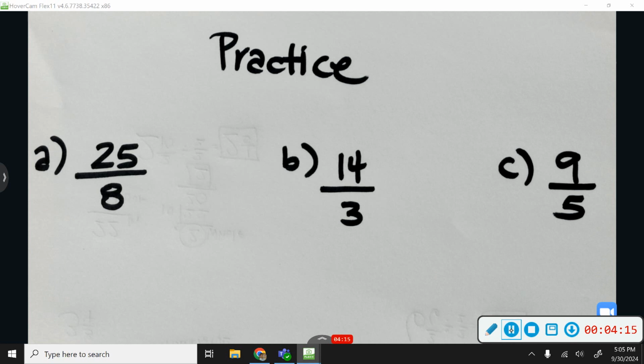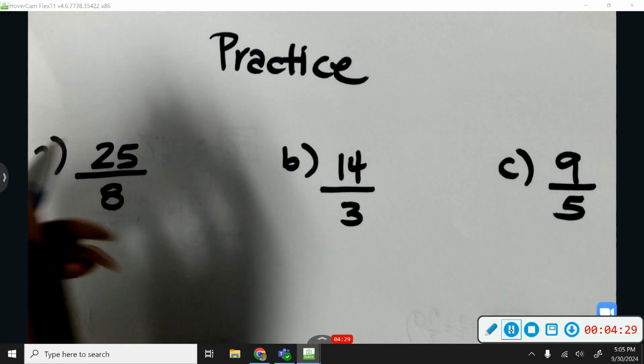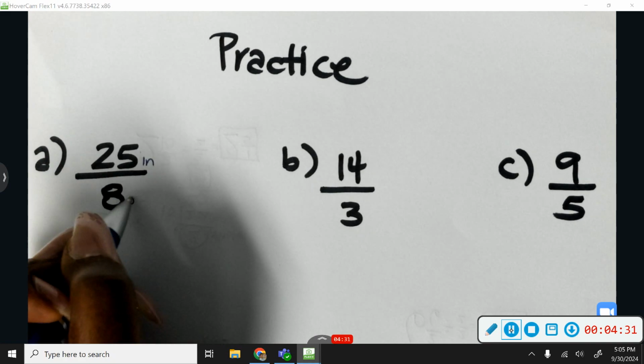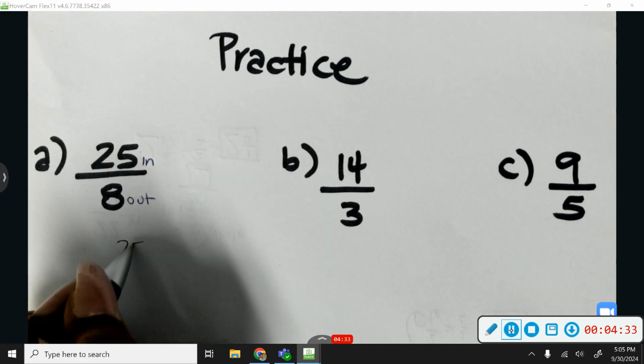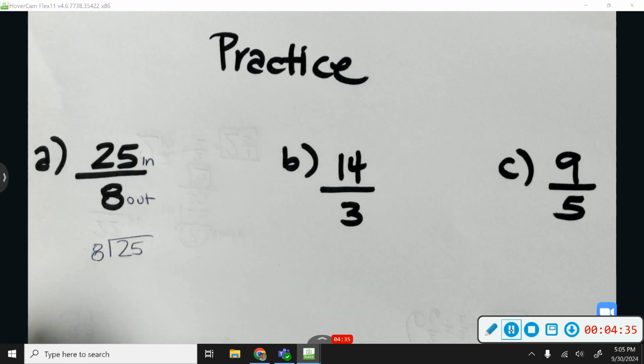Here go a few practice problems. Yes, you can look at them individually or by yourself. But let's just go over one more just to ensure that we have it. So in this case, let's look at A, and then you could try B and C by yourself. So the same process. Top goes in, bottom goes out. 25 goes in, 8 goes out.